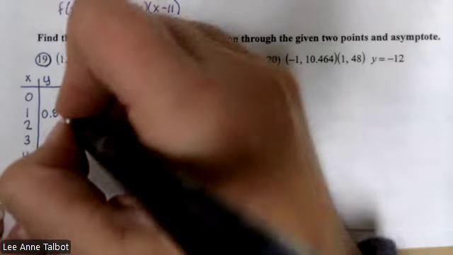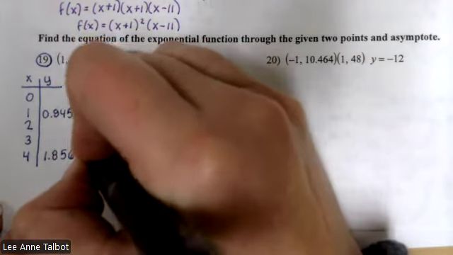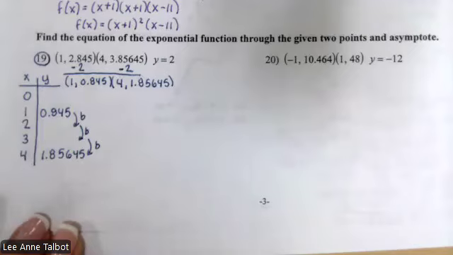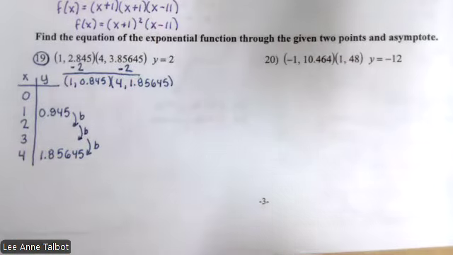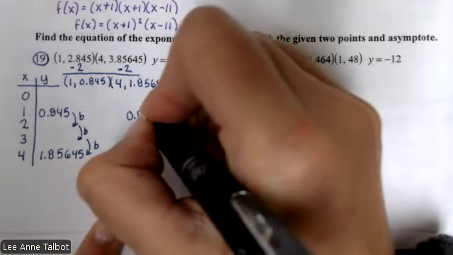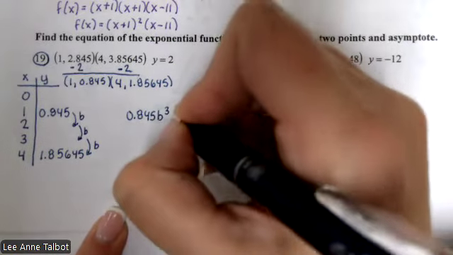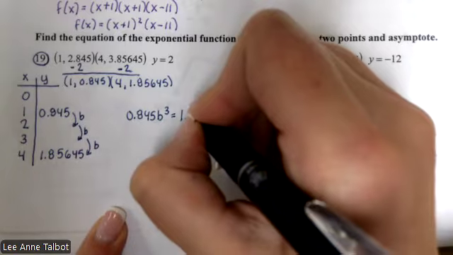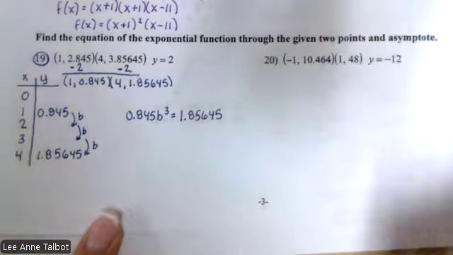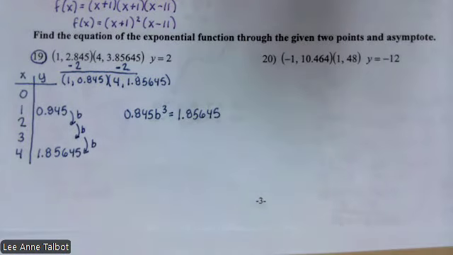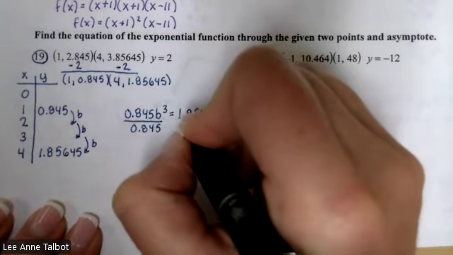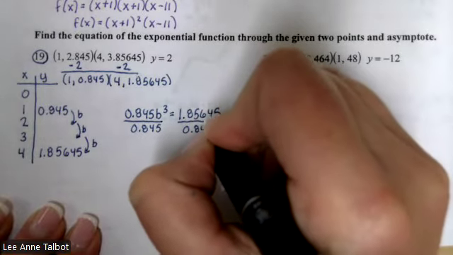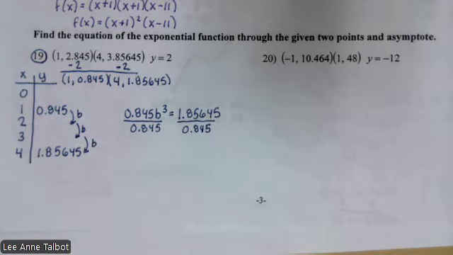Okay, how many B's does it take to get from 1 to 4? How many B's does it take to get from 1 to 4? 3 B's. Okay, so I write myself an equation. 0.845 B to the third is 1.85645. Divide. I'm a little bit nervous about the answer.